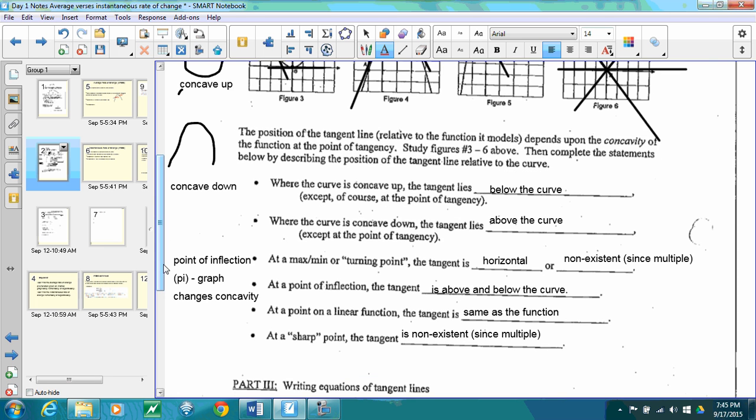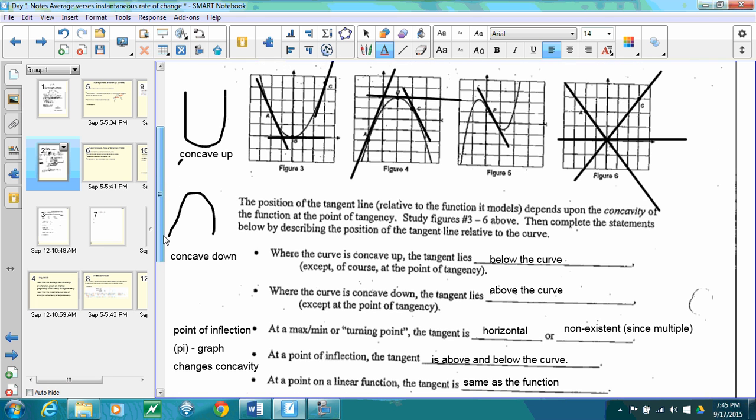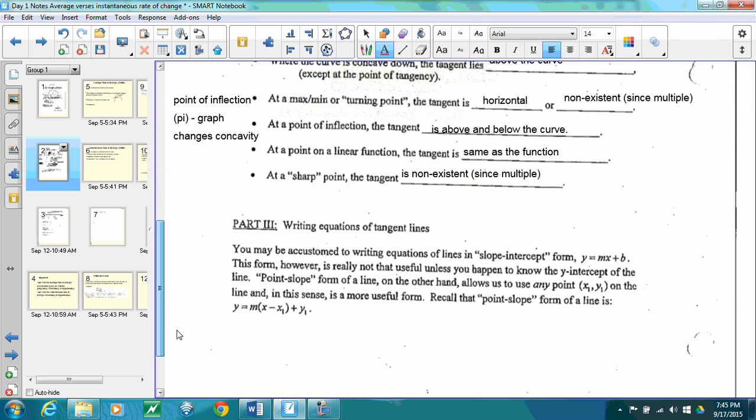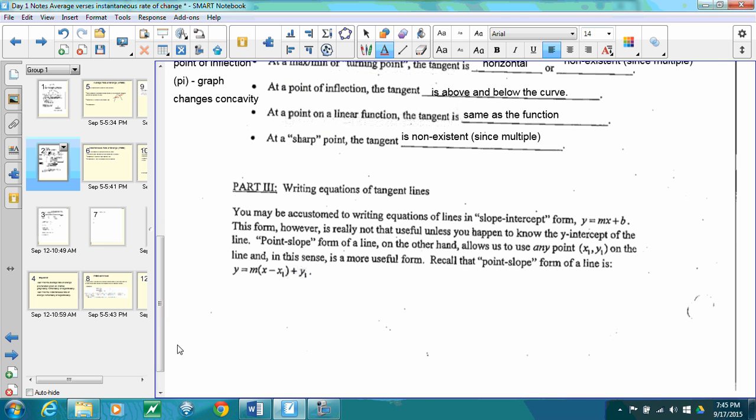So I would just pause for a second and read back over that and look at what tangent lines are and if they're above and below for a minute. And then when you're done, you can read this bottom part.